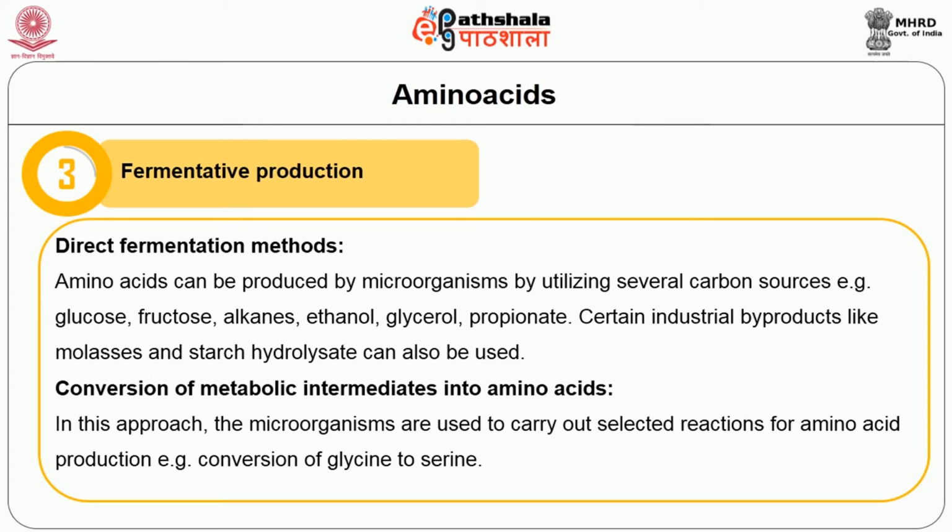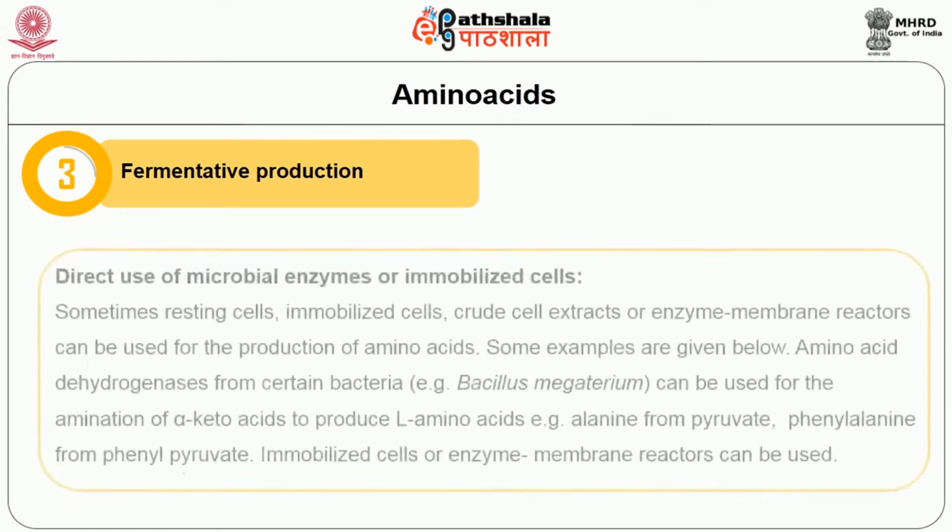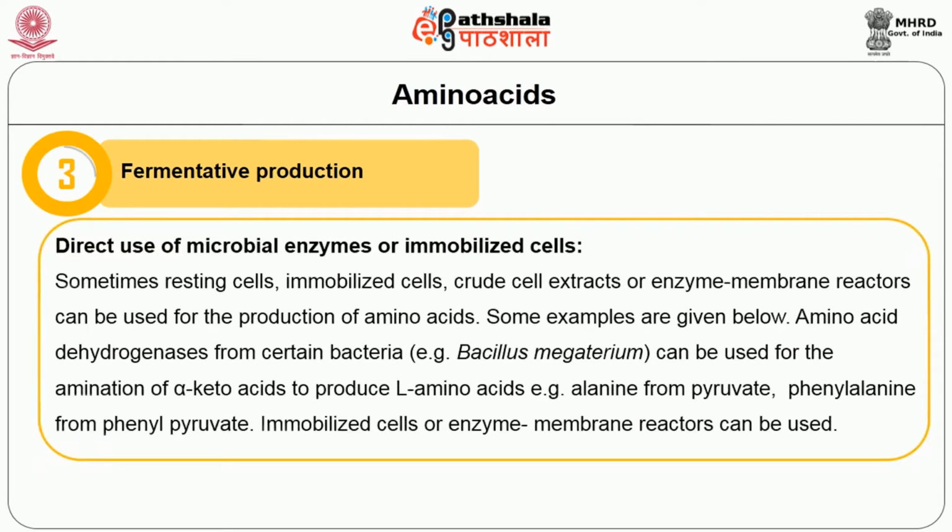And second approach is the conversion of metabolic intermediates into the amino acids. In this approach, the microorganisms are used to carry out selective reactions for amino acid production. Example, conversion of glycine to serine. And the third approach is the direct use of microbial enzymes or immobilized cells.